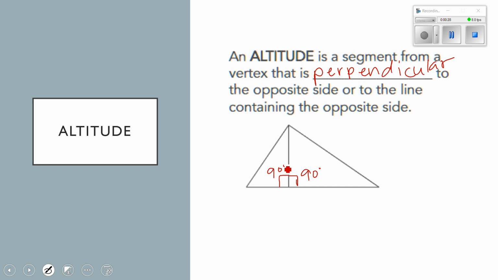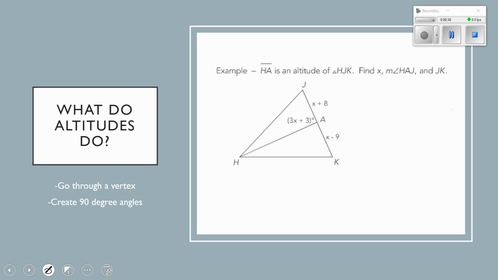Another word that we could use for altitude that we'll use later in geometry is going to be height. So basically it's telling you how tall the triangle is. And what this means is that altitudes, again, go through a vertex and they create those 90-degree angles.